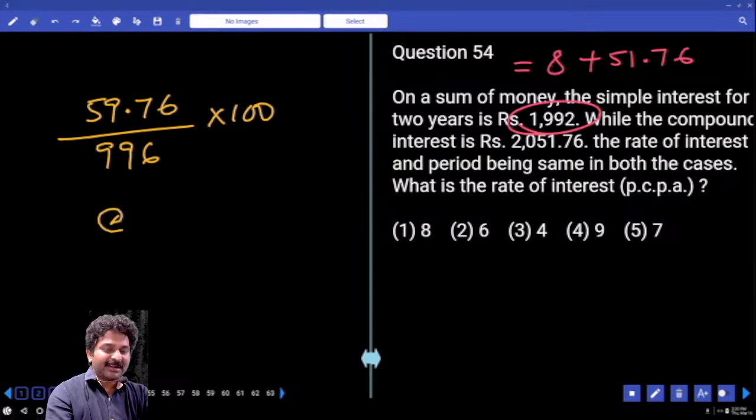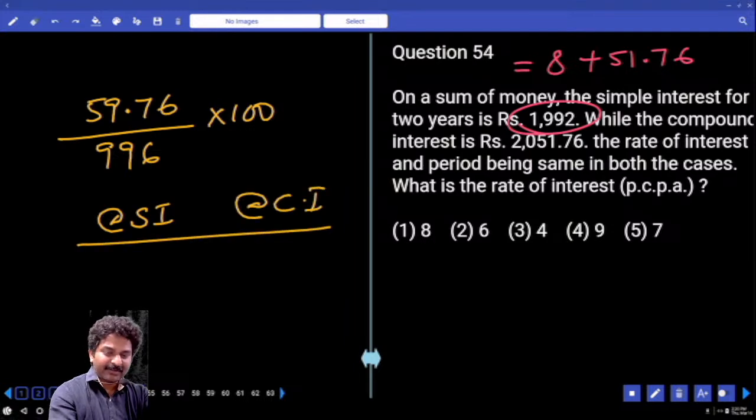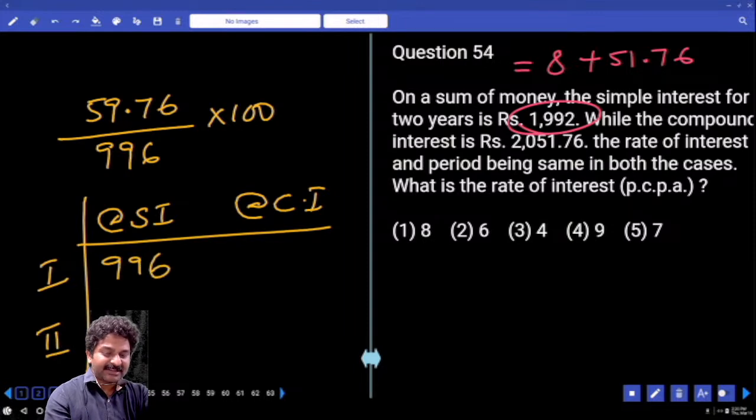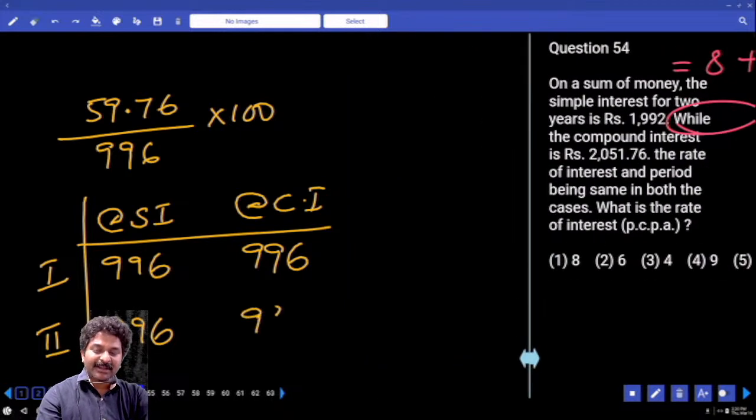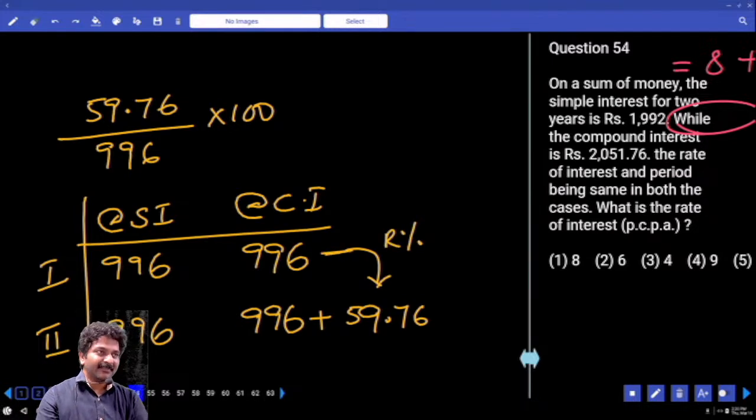See, if you want to understand it clearly, at the rate of simple interest and at the rate of compound interest, first year and then second year. First year interest is 996. Second year also 996. First year there is no difference between simple and compound, so it is 996 only. Second year also you will get 996 plus we are getting 59.76. This 59.76 is interest percentage calculated on first year interest. Then R is equal to 59.76 by 996.